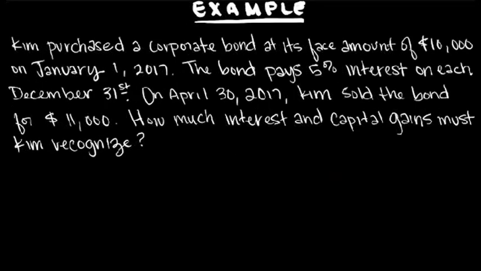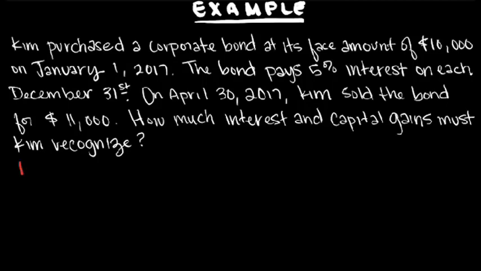Okay, let's go to another example. Kim purchased a corporate bond at its face amount of $10,000 on January 1st, 2017. The bond pays 5% interest on each December 31st. On April 30th, 2017, Kim sold the bond for $11,000. So how much interest and capital gains must Kim recognize?